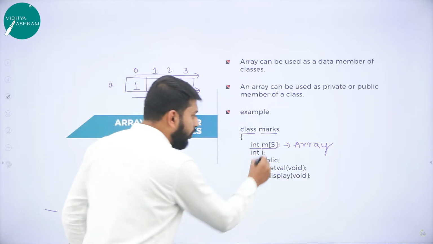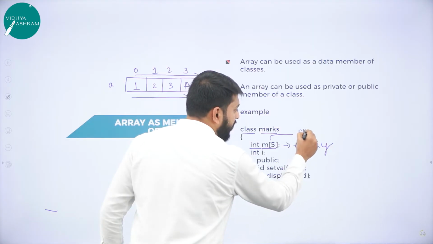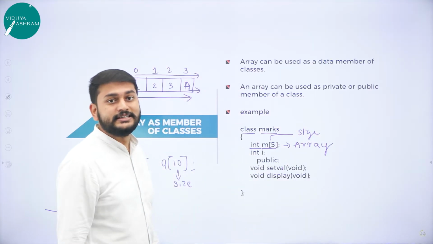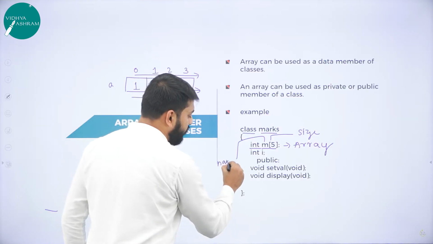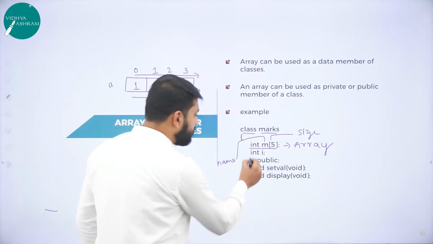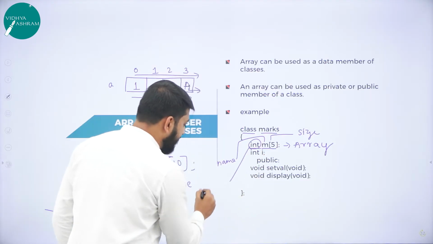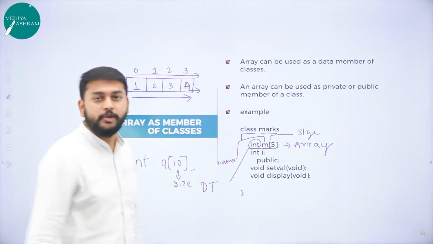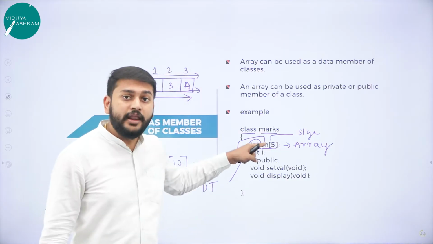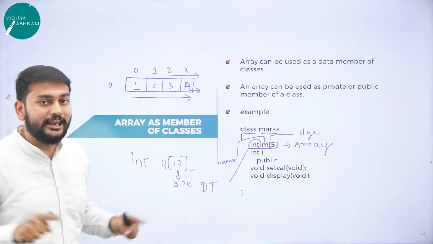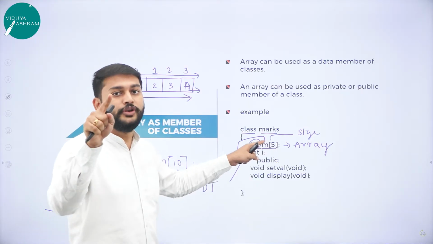You need to observe here, what is this 5? The 5, whatever I have written, that is what I will call the size. So what is this m here? m is the name of the array which I am going to create. My dear students, you need to observe this. What is this int? Int is a data type. What type of elements can I store in the array? I can store integer elements inside this array. That is what you need to remember.